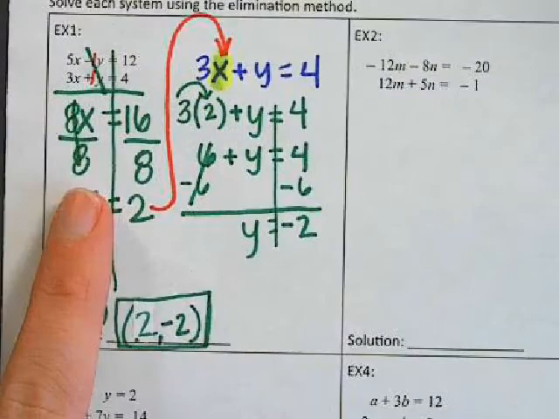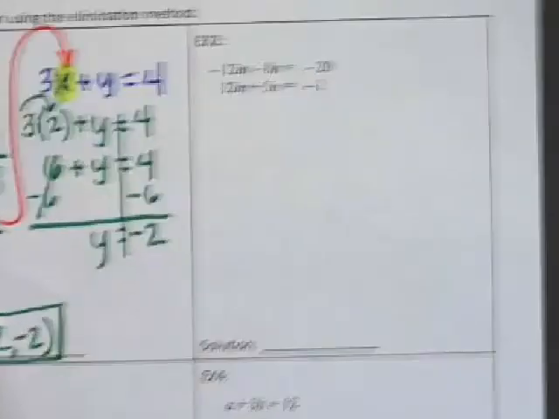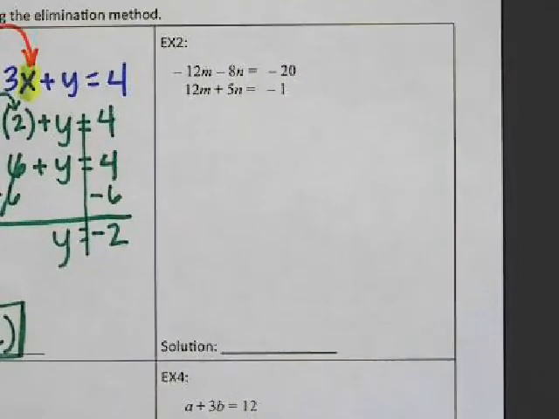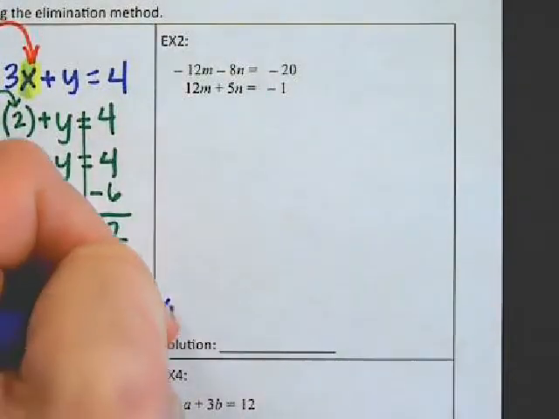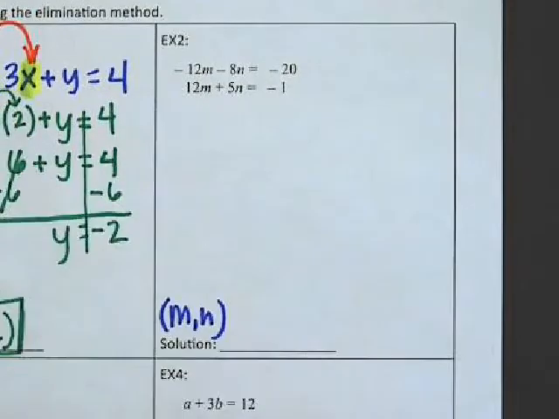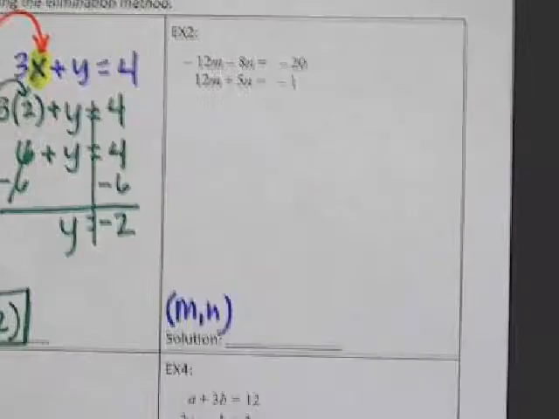There's a lot of work on there. We've got to make sure we watch our signs because a lot of mistakes could happen on these. Example 2. Instead of using x and y, I'm using m and n. So my final answer is going to be an ordered pair. Which letter comes first in the alphabet? M. So it's M, comma, N. The order that you write it in matters.